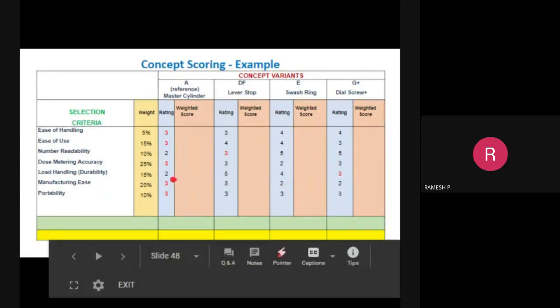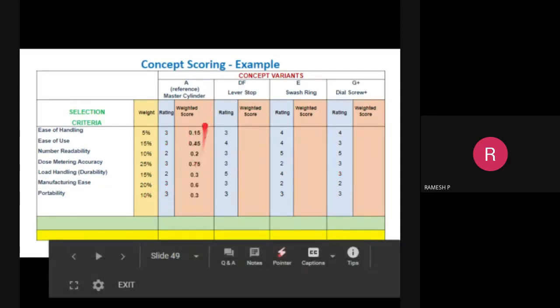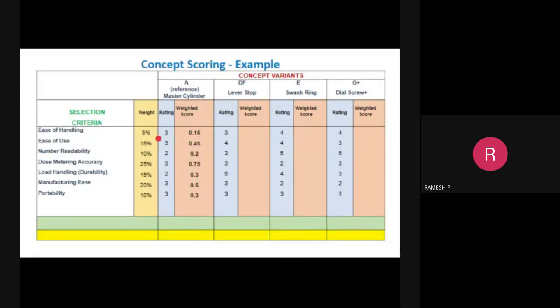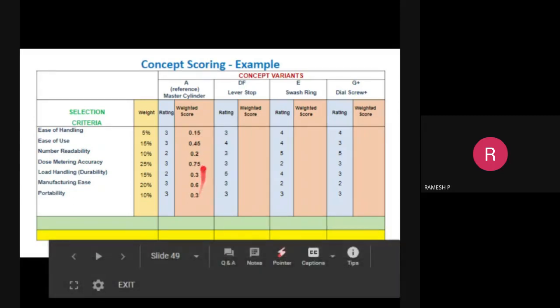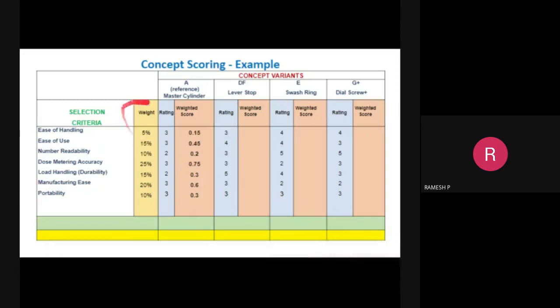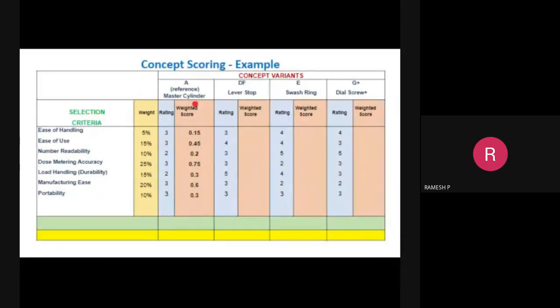Okay. So similarly, how am I going to calculate this weightage score? The weightage score is nothing but the product of, say, 5 by 100 into 3. I am going to calculate it: 0.15, 0.45, 0.2, 0.75, 0.3, 0.6, and 0.3. Just converting the percentage and taking the product with the rating, I get the weighted score of the master cylinder. Meanwhile, I do this for the remaining DF concept, E concept, and G plus concept.